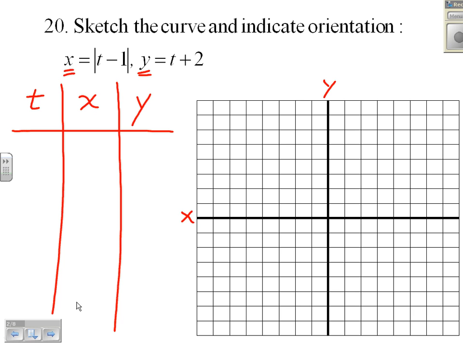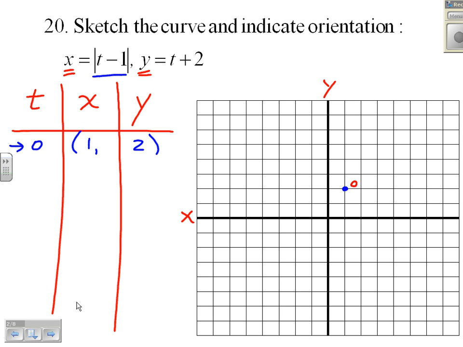And I'm going to choose some values for t until I get a good feel for what the curve is going to look like. So I'm going to choose t to be 0, and when t is 0, x becomes absolute value of -1, or 1. And y becomes 0 plus 2, or 2. So we have an ordered pair at 1, 2, and we may want to put a notation next to that. What is our time at this point? Our time at this point is 0. That may become useful for us somewhere down the road.